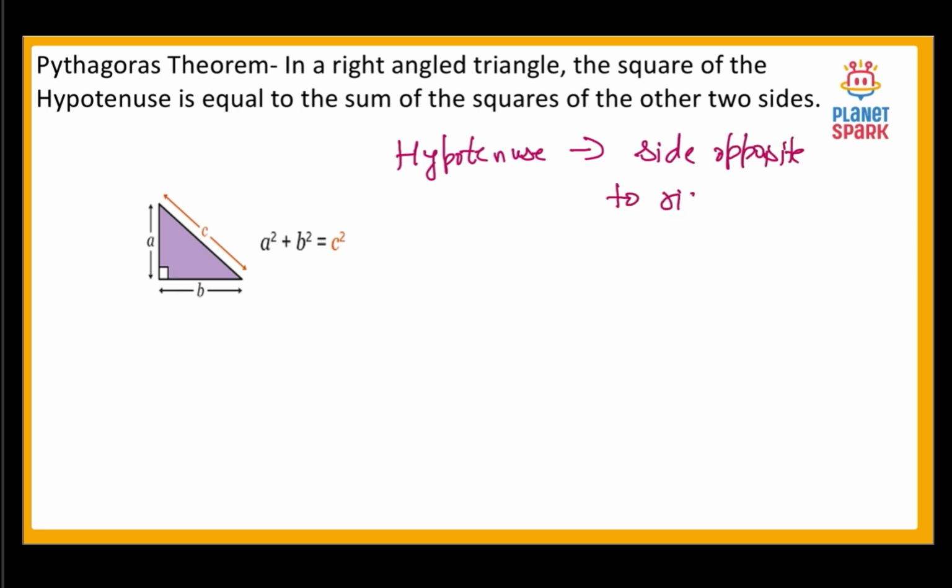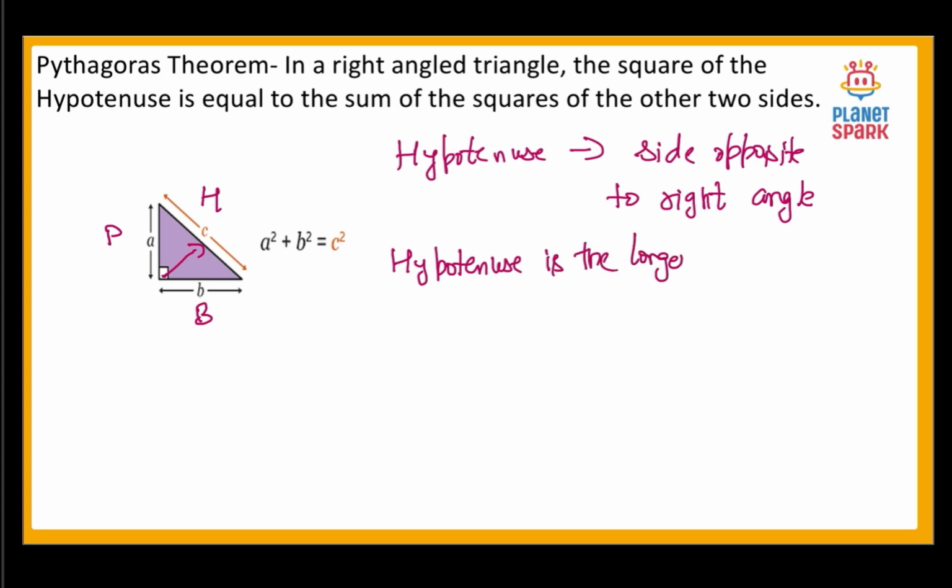So if you see carefully in the triangle, the side opposite to the 90-degree angle is C. So that means C is my hypotenuse over here, and A is perpendicular, B is base. So Pythagoras theorem states that hypotenuse square is going to be equal to perpendicular square plus base square. Also remember, hypotenuse is the longest side of the right angle triangle.